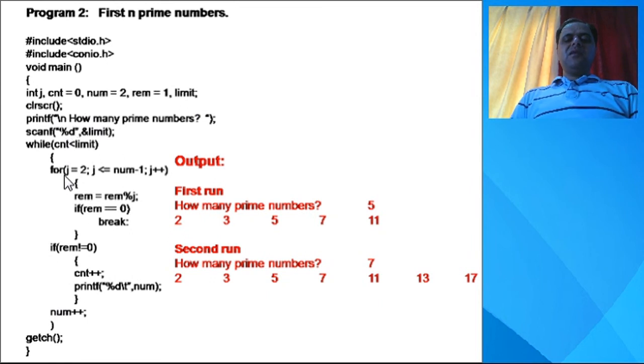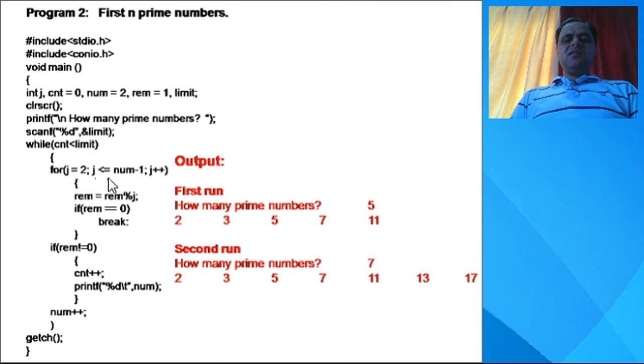Here the while loop is the outer loop, and the for loop is the nested inner loop. So two different loops are used. The value of j is 2. Is 2 less than or equal to num minus 1? What is num? Yes, this condition fails. So here the remainder is not equal to 0, so the value of num got printed. The value of num is 2. So the first prime is 2. Then again the value of j becomes 3.